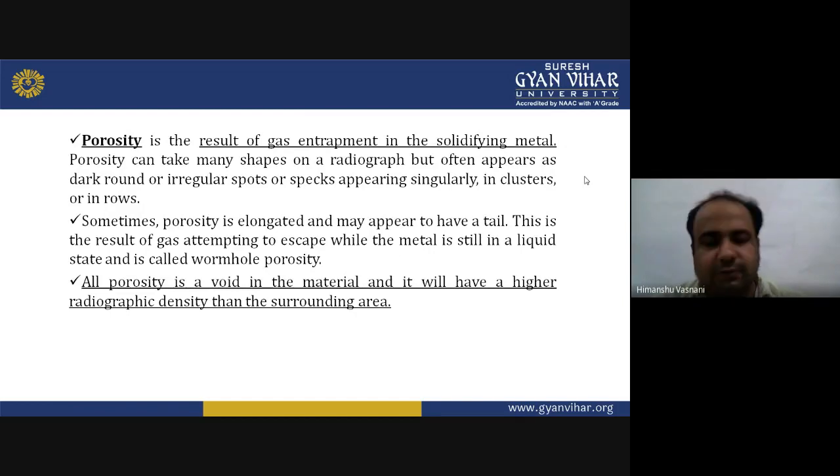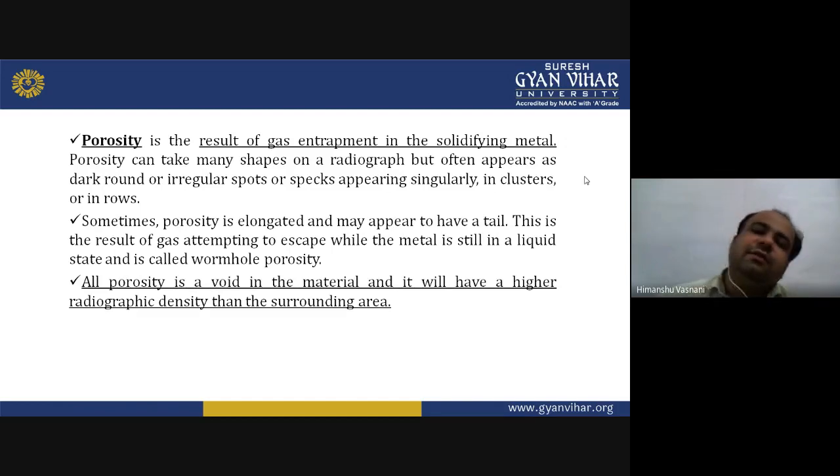Another is porosity. Okay, now porosity is the result of gas entrapped in the solidifying metal. Porosity can take many shapes on a radiograph, but often appears as dark, round, or irregular spots or specks appearing singularly, in clusters or in rows. Okay, now sometimes porosity is elongated and may appear to have a tail. So this is the result of gas attempting to escape while the metal is still in a liquid state, and is called a wormhole porosity.